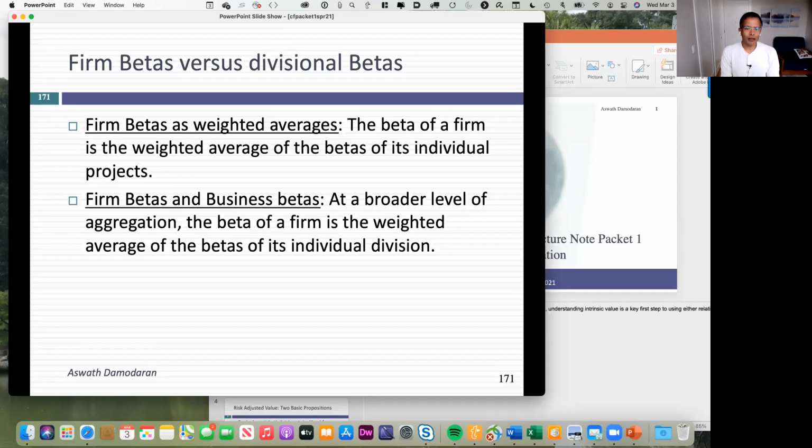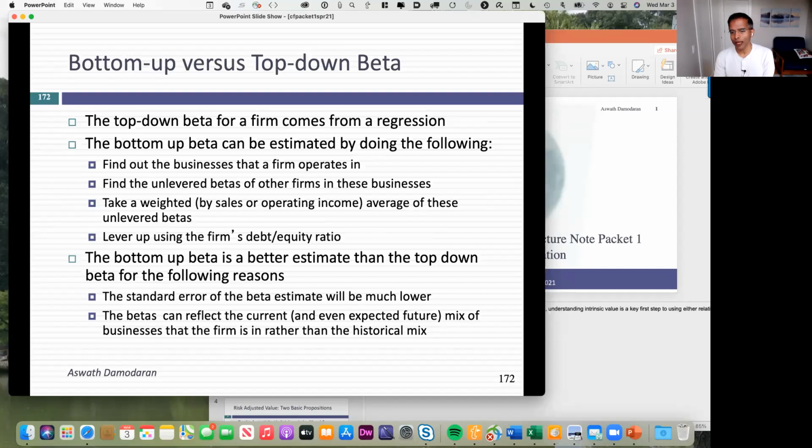So let's talk about how I can use this insight to get a beta for a company. If betas are weighted averages, and you're a multi-business company, what am I saying? If I can give you the unlevered betas of all the businesses you're in, you can tell me what the beta of your company is. The question is, where the heck do I get those? So I'm going to lay out a process called a bottom-up beta. It sounds fancy, but it's a very simple process.